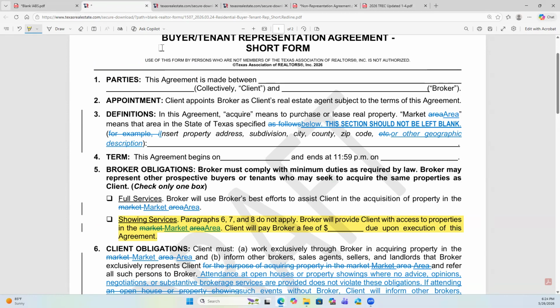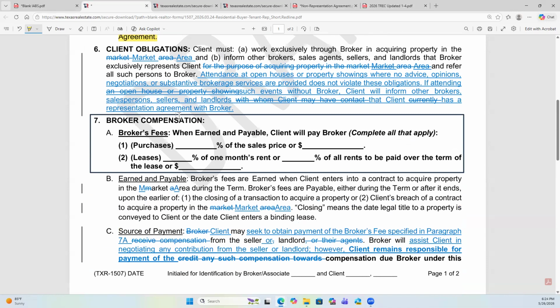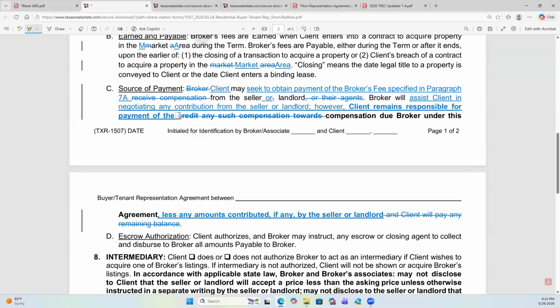Okay, so now here are some of the changes that we brought up here on the compensation side or on the source of payment. This is big. We're also going to talk more about this when we look at the long form. But I want you to check this out. So it says source of payment. What we know from our previous conversations is that when the buyer is expecting to receive payment, the source of their payment will come from the seller, landlord, or the listing broker. Okay. And or the listing broker.